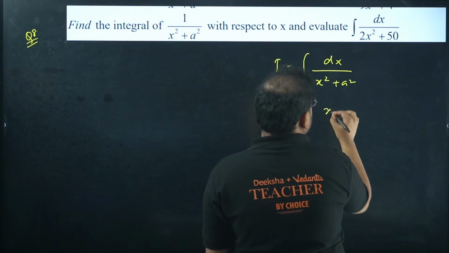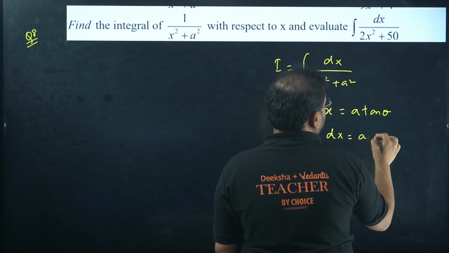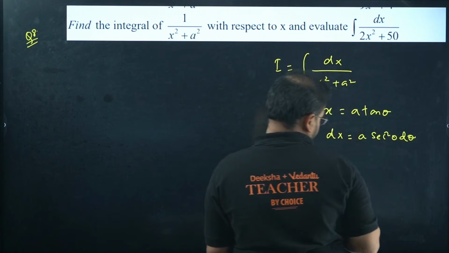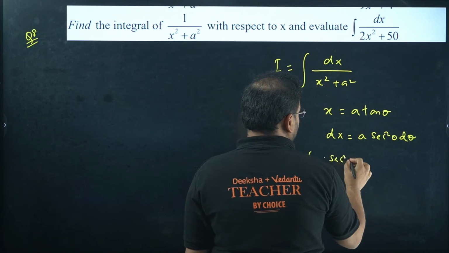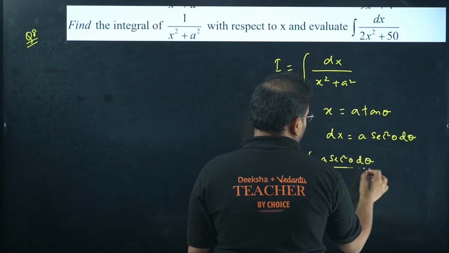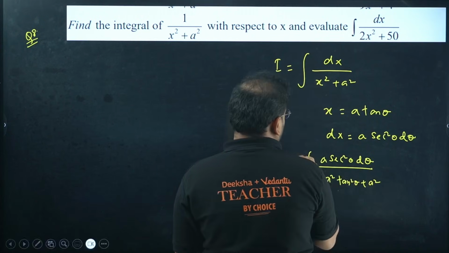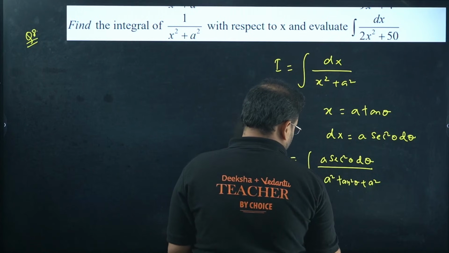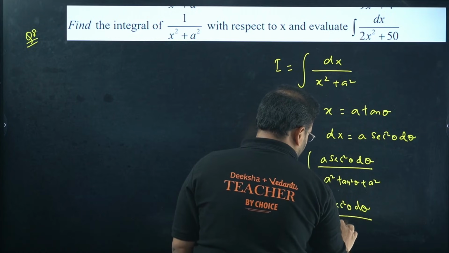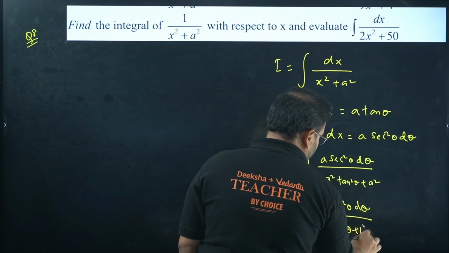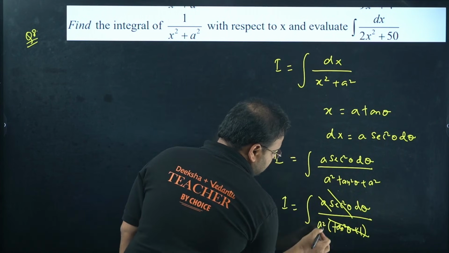Okay, take x as a tan theta. You'll have derivative as dx equals a secant square theta d theta, right? Now if you put it over here, you'll have the value as a secant square theta d theta divided by a square tan square theta plus a square, right? Take a square common, you'll have tan square theta plus 1. Tan square theta plus 1, that is secant square. So this is cancelled. A is also cancelled with one of the a's.